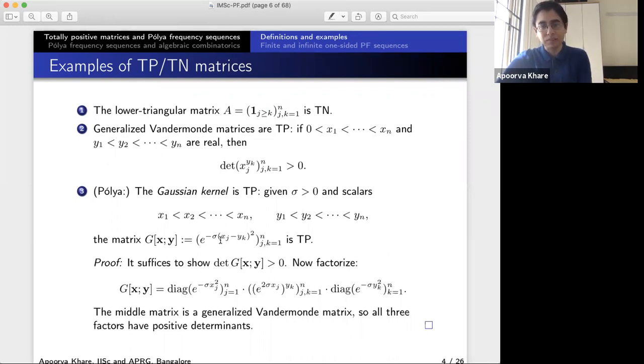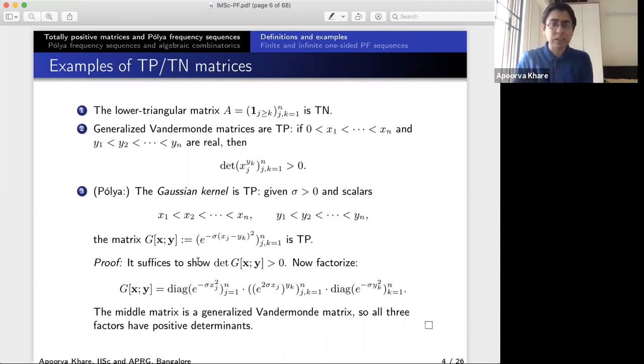And the key is that the minus and the minus cancel and give you a plus. So now if you take determinants, the left and the right matrices have positive determinant, and the middle is actually a generalized Vandermonde matrix. And by the previous point, it's not hard to show, but anyway, this is also totally positive. So I want to explain some things, give some proofs, and really work out some basic examples today.